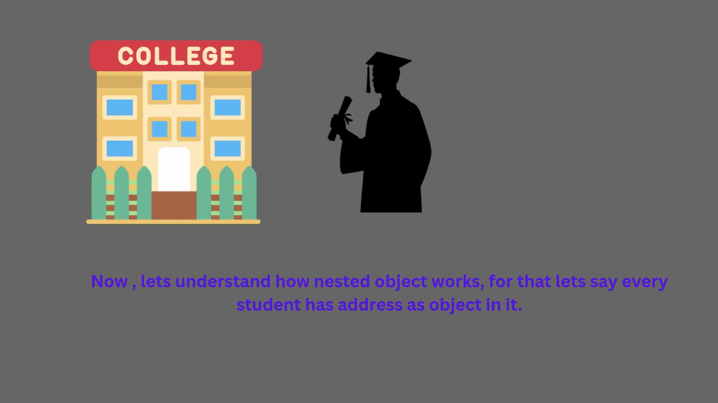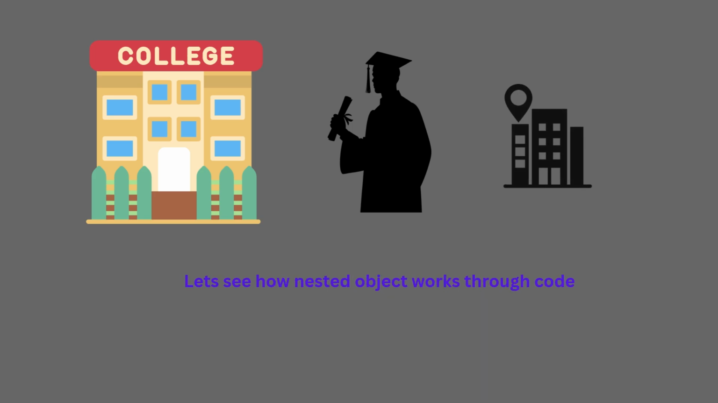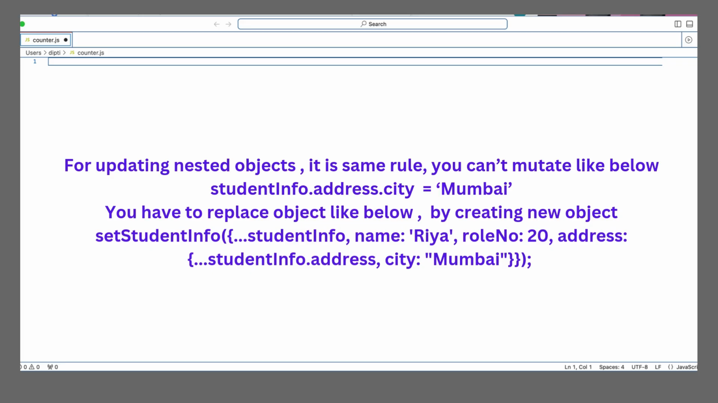Now, let's understand how nested objects work. For that, let's say every student has an address as an object in it. Let's see how nested objects work through code. For updating nested objects, it is the same rule, you can't mutate like below. You have to replace the object like below, by creating a new object.